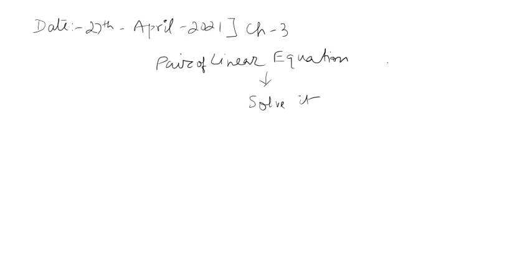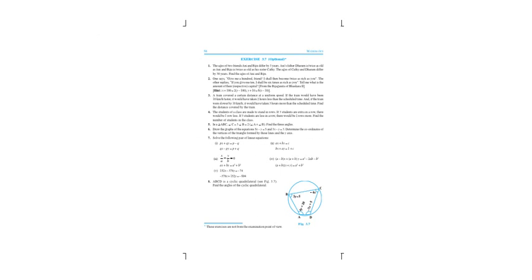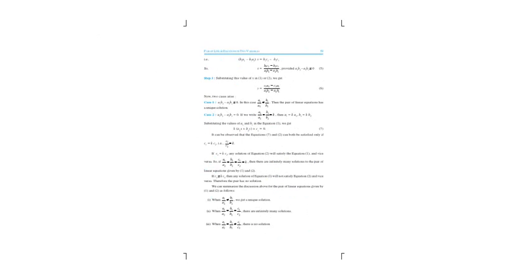Now with linear equations in two variables or a pair of linear equations in two variables, broadly there are two ways of solving. The first one is the graphical solution. That means we can draw the graph and solve it. I'll show you how it can be done.